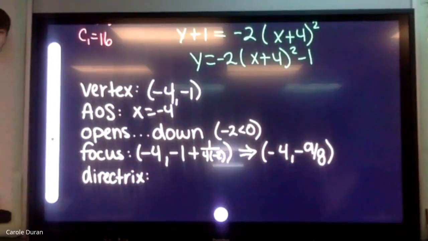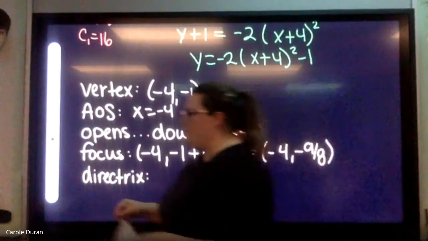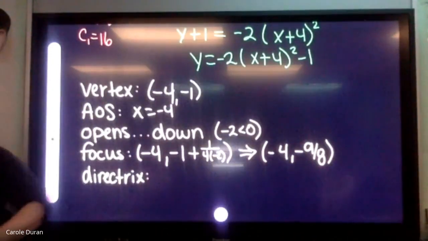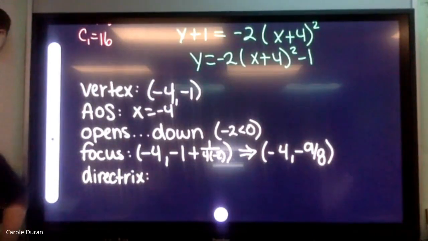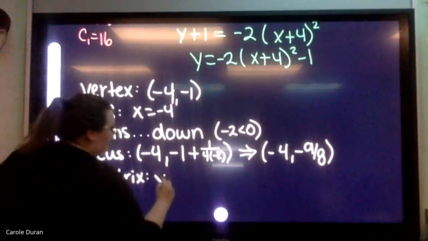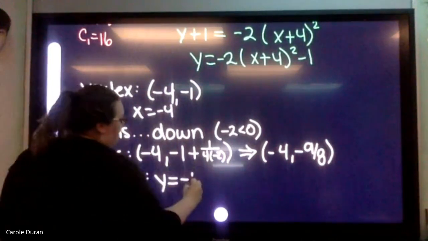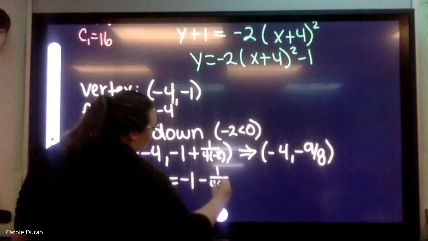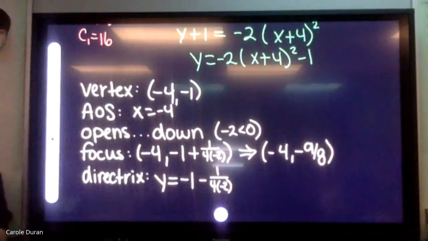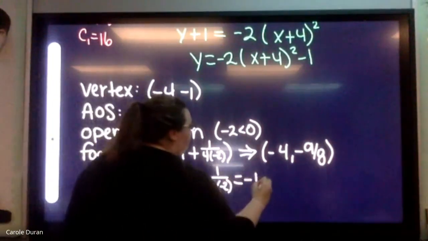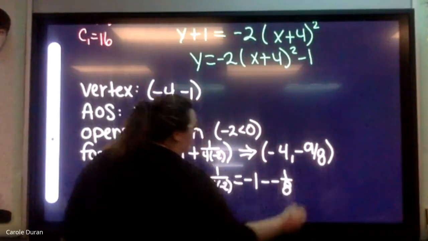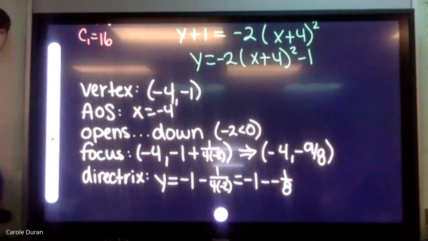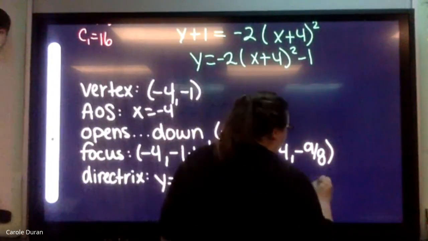How about the directrix? How do I find the directrix for a vertical parabola? Perfect. Y equals, my k value here is -1 minus 1/4 times my a value of -2. We already know that 1/4 times -2 is -8. So this is -1 minus a -1/8. That is the same as -1 plus 1/8, which makes it -7/8. Again, you're welcome to go ahead and do the decimal for this.